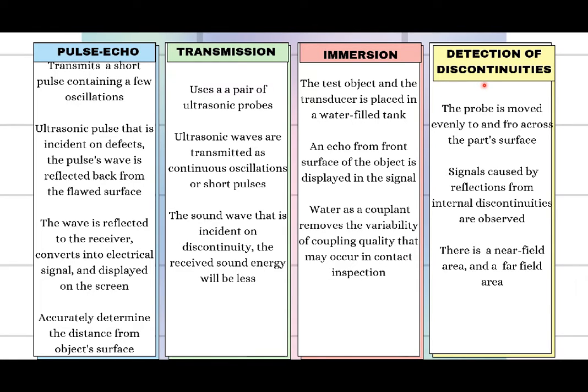For detection of discontinuity, the probe is moved evenly to and fro across the part surface. Signals caused by reflections from internal discontinuities are observed. There is a near field area and a far field area.